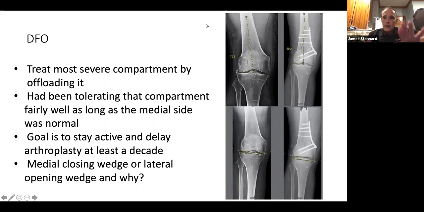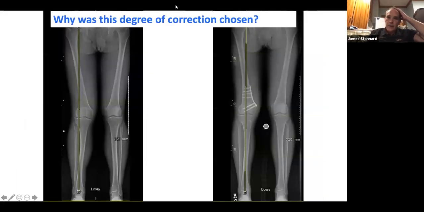But anyway, we did the closing wedge osteotomy, and so we combined biologic with the reconstructive.